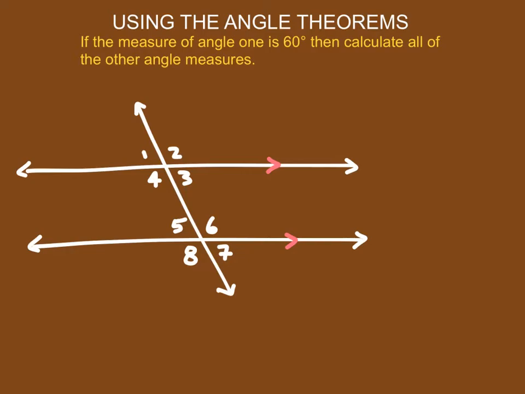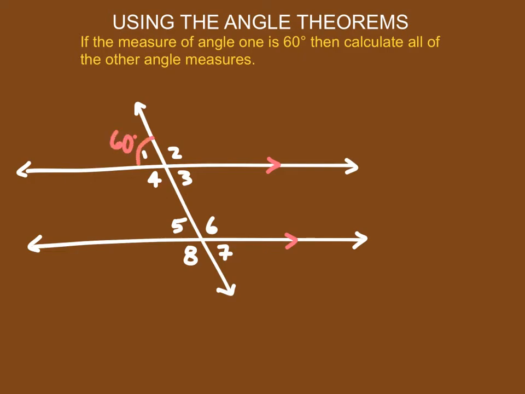Okay, so using the angle theorems can allow us to, given one piece of information, figure everything else out, okay? And so it depends on how you look at it or how you want to use the theorems. It doesn't really matter as long as you get the questions right. But here's what we got. If the measure of angle 1, this angle here, is 60 degrees, then calculate all the other angle measures. So here's what I can say. I'm going to say that angle 1 is 60 degrees.